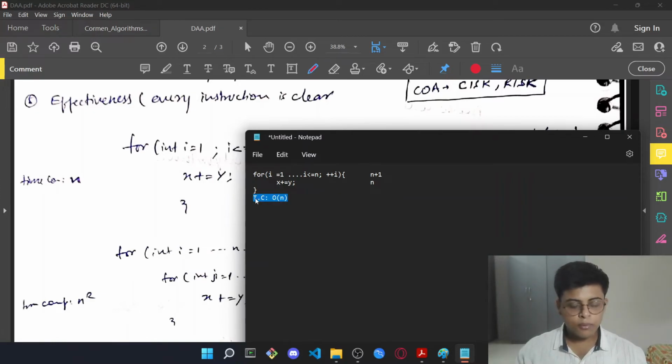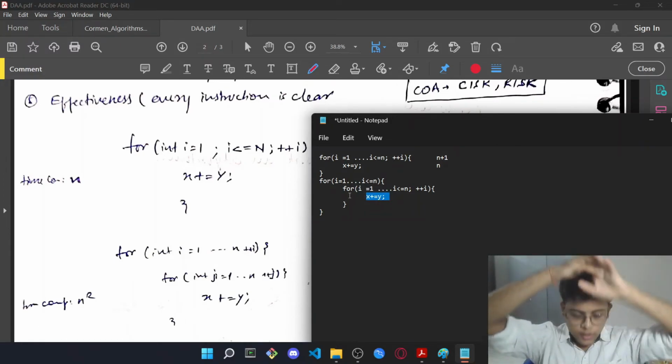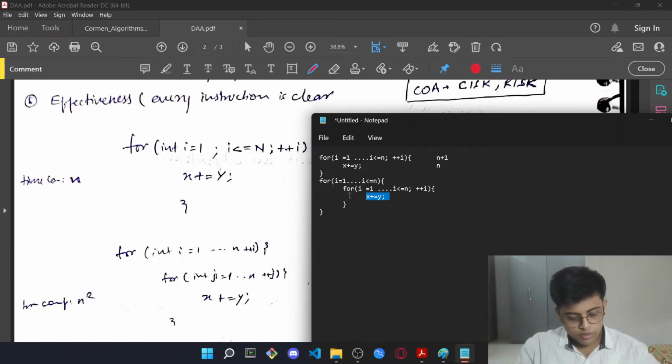Now in the same program, there is another loop. This first loop's time complexity is big O of n. This loop's time complexity is big O of n square, that we all know. Now how many times will this x plus equals y execute? Can anyone tell? If you're good at mathematics, this is just a cakewalk. It is going to run n squared times.